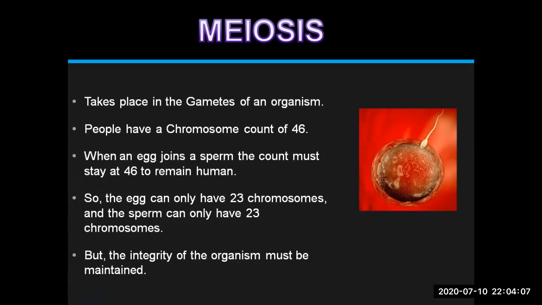Meiosis takes place in the gametes of an organism. People have a chromosome count of 46. When an egg joins a sperm, the count of chromosomes must remain 46. So the egg can only have 23 chromosomes and the sperm can only have 23 chromosomes, so that the integrity of the organism must be maintained.